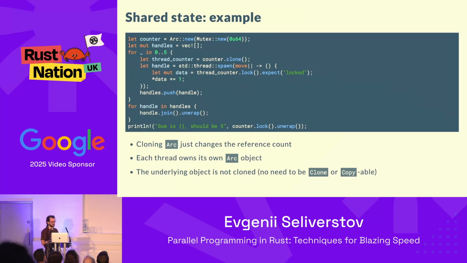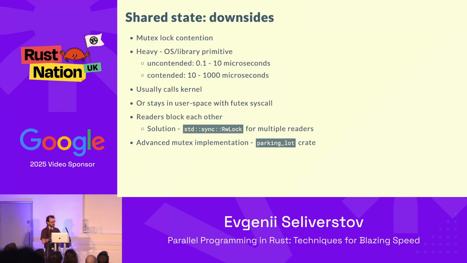So it's a really simple example from the book. And we've got multiple threads. We've got a counter, which is cloned between threads, because clone just increases the reference count. It's really simple, yeah? The downside of this program and this approach is that mutexes are really heavy, yeah?